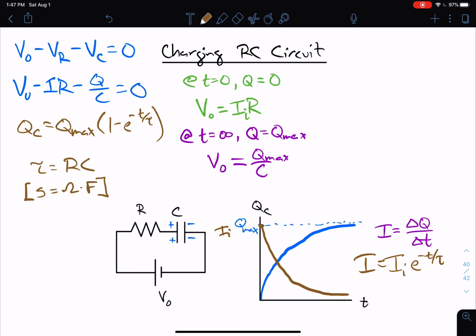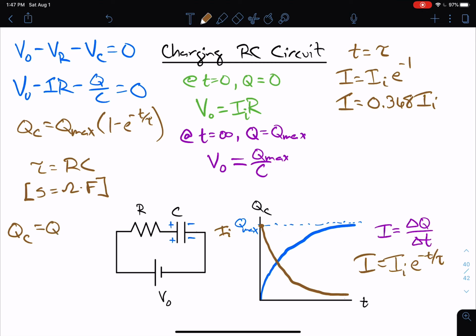Okay, so let's talk about one last remaining situation that we need to discuss, and that's when t equals tau. When t equals tau, let's start by looking at the current. That's going to be I equals I initial times e to the minus 1. Well, it turns out that e to the minus 1 is approximately 0.368.